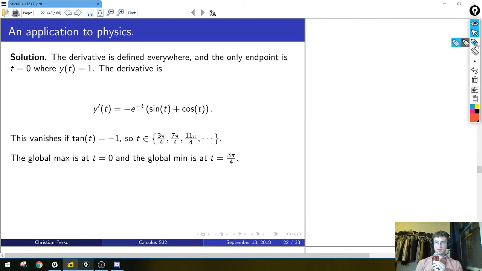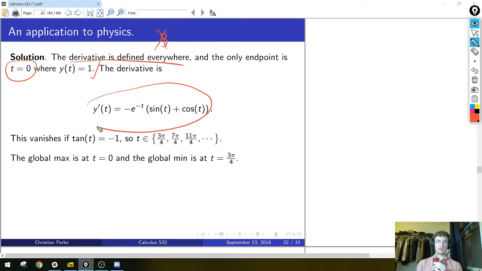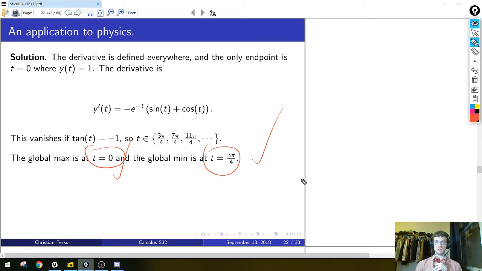Let's just run through that again. As you say, the derivative is defined everywhere, so there's nothing in type 3. The only endpoint is time 0, which had value y equals 1. Took the derivative, which I just factored out the e to the minus t, vanishes where the tangent is minus 1, which it looks like all of these points do. And it's just true that of those, the global max occurs at time 0 and the global min is at the first critical point. Good, okay, another maximum problem.